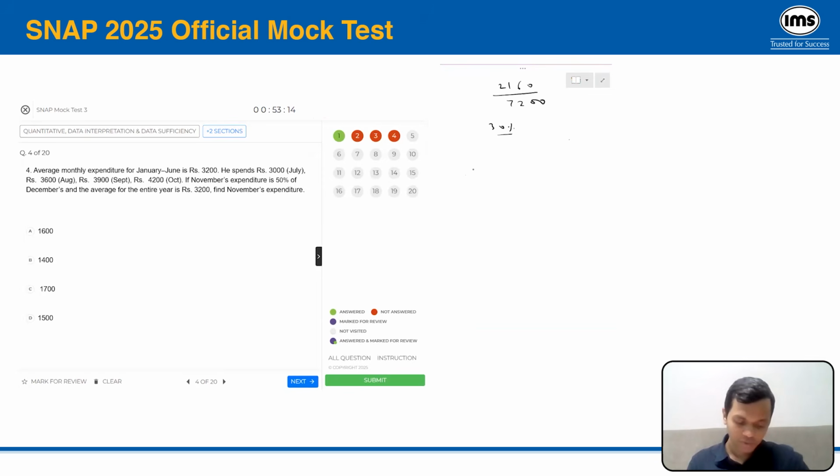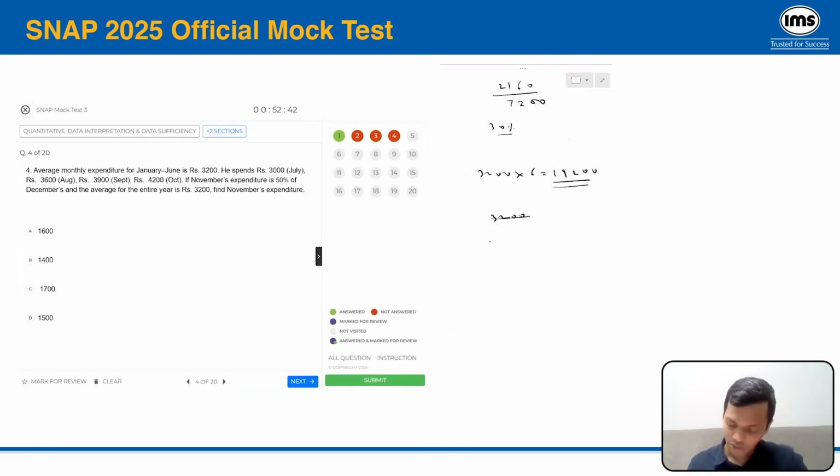So average monthly expenditure from Jan to June, so 6 months, is 3,200. So 3,200 into 6. My writing is terrible. That's why I don't do a lot of live solvings. I have extremely terrible handwriting on tablet. 3,000 July, August, September, October. Okay. November's expenditure is 50% of December. Average for the entire year is 3,200. Okay. Anyway, Jan to June is 3,200. So that is basically I can disregard that. So 3,200 into 6, 19,200. So total should add up to that, right?